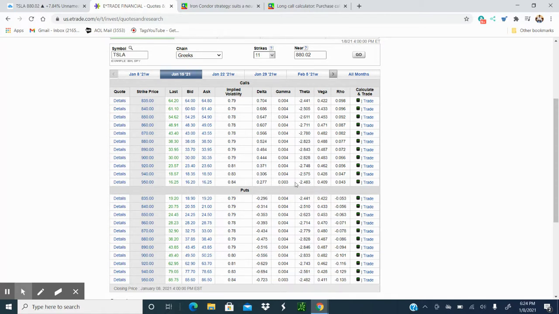Equities don't do that. You can hold equity forever. If the stock doesn't move, it stays what it is. With this, if the stock doesn't move, the option will still be worth less. Time decay is what theta is. So do a little homework on that if you don't know what time decay is.